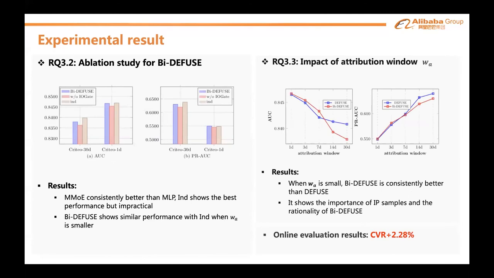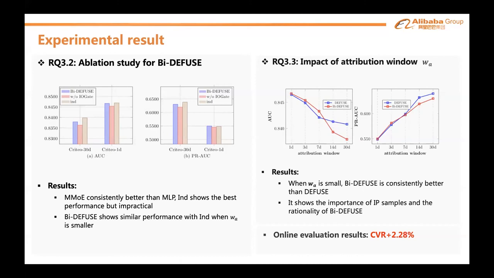For the ablation study of Bi-DIFUSE, we introduced two control experiments. One is to replace MMOE with MLP, marked as without IO gate. The other is to use two completely independent models to model the conversion inside and outside the window, which is marked as IND. It can be seen that the blue one is always better than the red one, which verifies the effectiveness of the MMOE structure. Although IND achieves the best improvements, it's impractical in industry, using twice the parameters and calculation. Another observation is Bi-DIFUSE achieves similar performance to the best IND under small attribution window, since the dominant IP samples are unbiased and our Bi-DIFUSE makes full use of them.